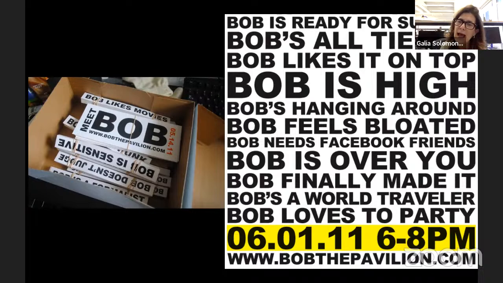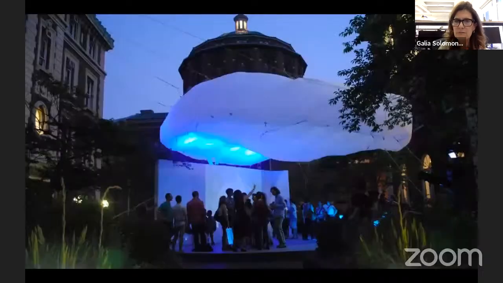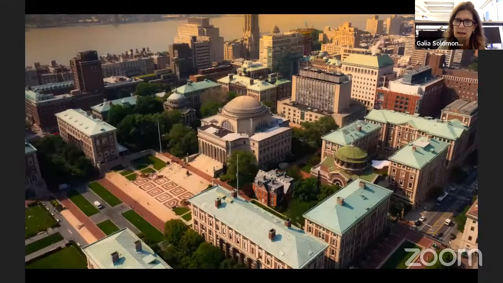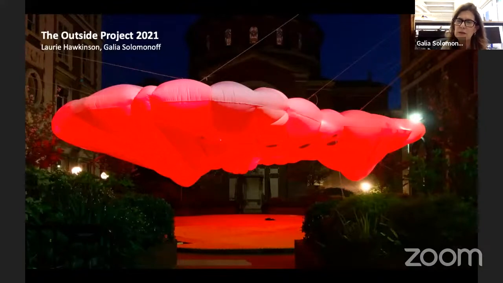And so the collective part, I really like Theodora's explanation of what was done by hand and what was done by the computer. Here the atmosphere of building and creating a party around building was as important as the building itself. And this is the party, the inauguration party of the inflatable. And then in 2021, during the pandemic, the dean decided to do another inflatable to celebrate that we were coming back to campus. And so this is the outside project with Laurie Hawkinson.